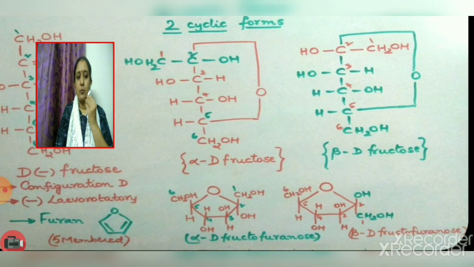Now coming to beta D fructofuranose, the difference will be only in the arrangement of the CH2OH and the OH groups shown with the 2nd carbon atom. In the case of beta D fructofuranose, these two groups with the 2nd carbon atom should be shown in such a way that OH is on the top and CH2OH is shown below the plane.